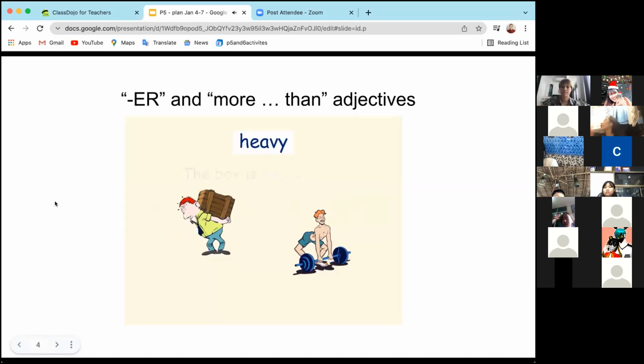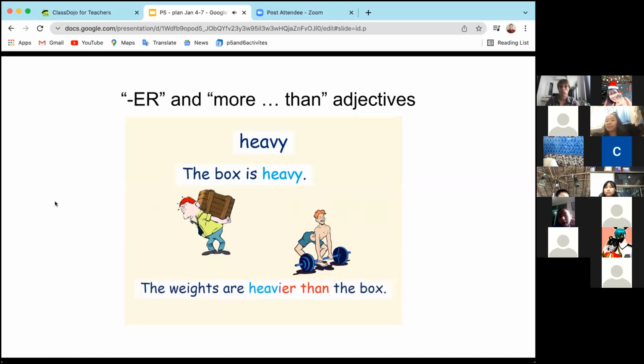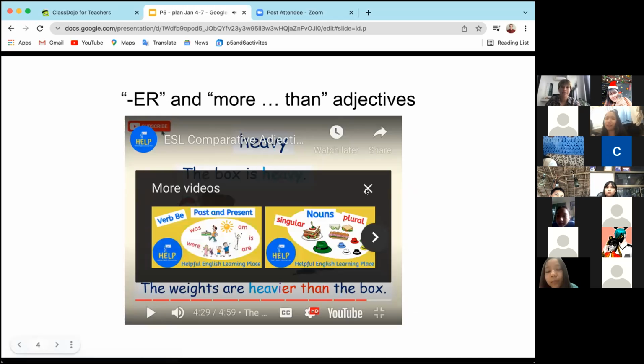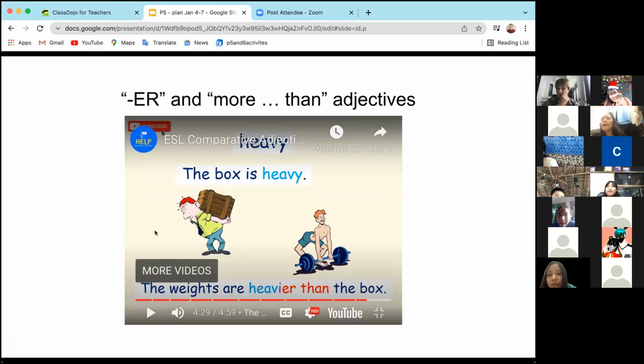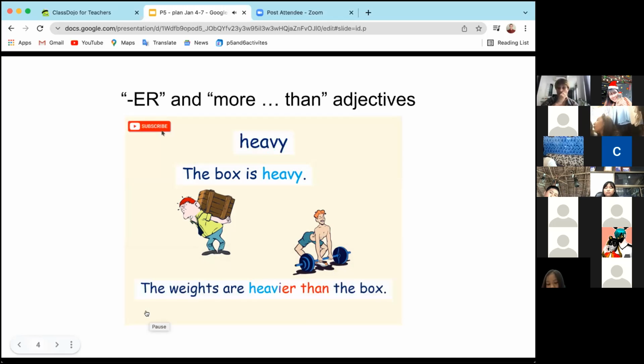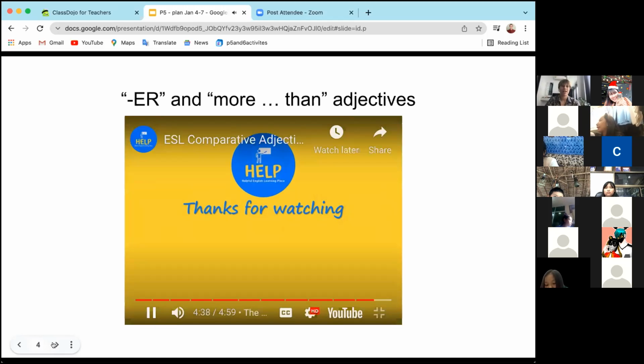Heavy. The box is heavy. The weights are heavier than the box. The box is heavy. The weights are heavier than the box. Nice. Heavier than. There we go.